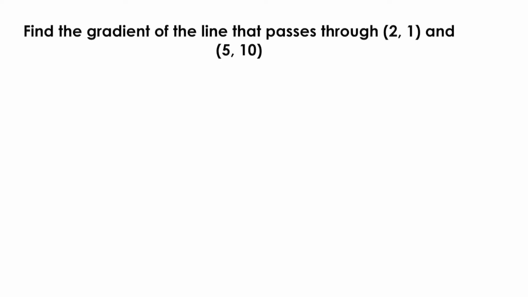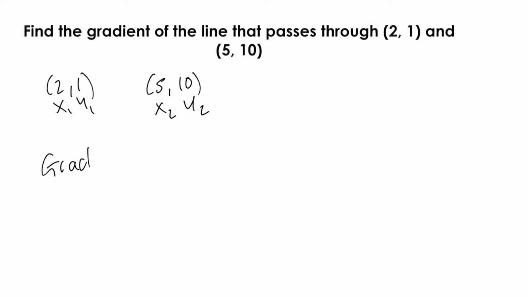Question 5, find the gradient of the line that passes through (2, 1) and (5, 10). To find the gradient, what we need to do is first of all label the coordinates. This is x1, y1, and we have 5, 10, and this is x2, y2.